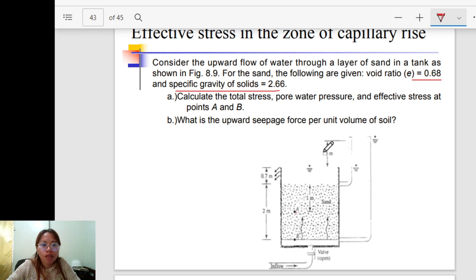So, this is 1.5, the difference of the height, no? 1.5, then the water table is in this portion. There is water there, so this is already saturated. But there is inflow of water. The valve is open here, so there is inflow of water here. So there is still upward seepage.